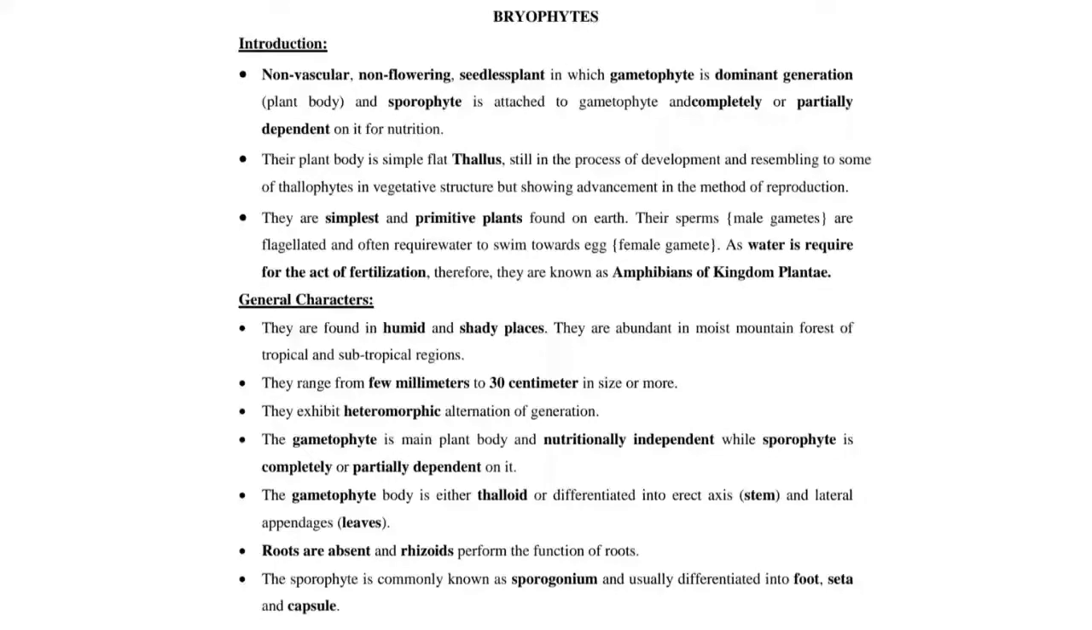They exhibit heteromorphic alternation of generation. The gametophyte is the main plant body and nutritionally independent, while the sporophyte is completely or partially dependent on it. The gametophyte body is either thalloid or differentiated into an erect axis (stem) and lateral appendages (leaves). Roots are absent and rhizoids perform the function of roots. The sporophyte is commonly known as the sporogonium and is usually differentiated into foot, seta and capsule.